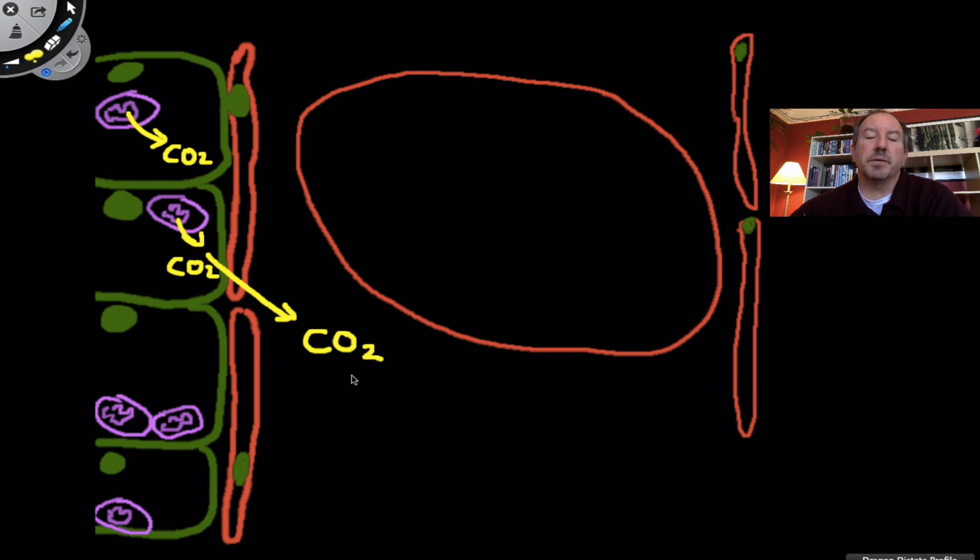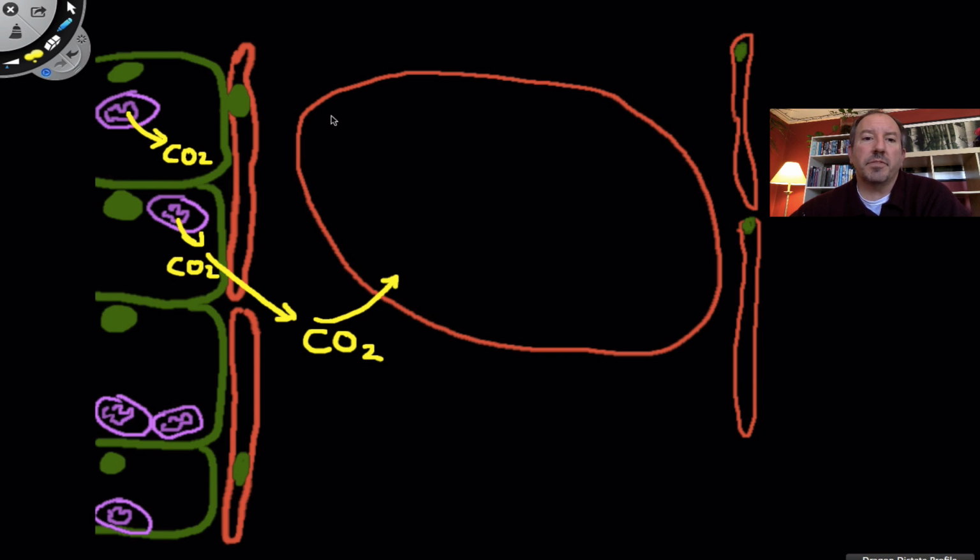Now, the plasma has a lot of water, okay? So what's going to happen is carbon dioxide can actually, a small amount of it can actually dissolve into the water, and it'll be carried just like that in solution. But also what can happen is the carbon dioxide can then travel into the red blood cell. Okay, there's water inside the red blood cell as well.